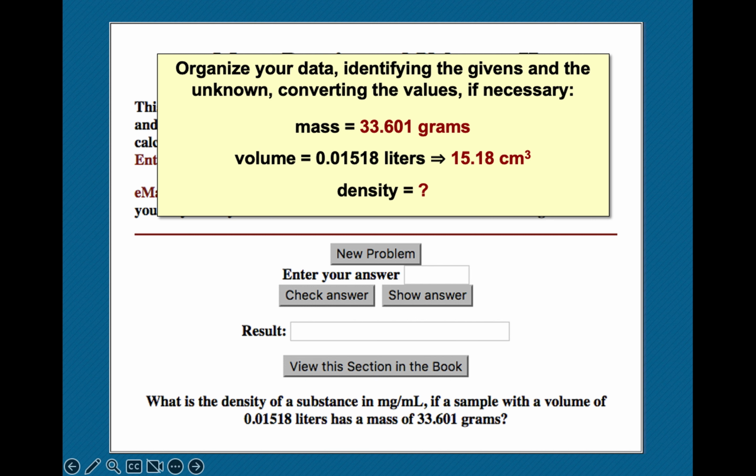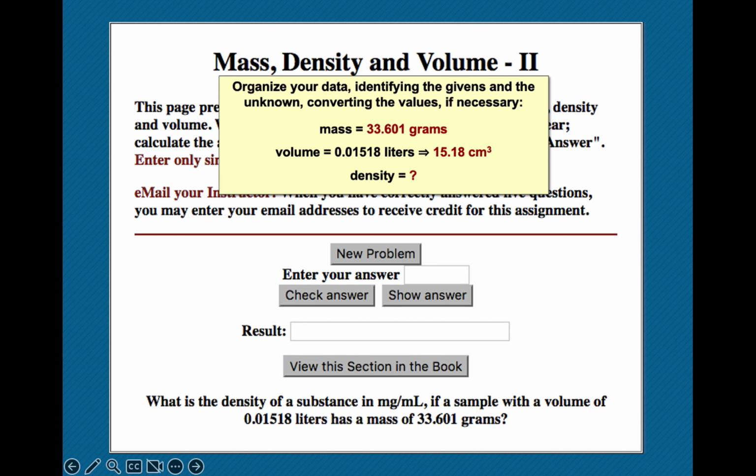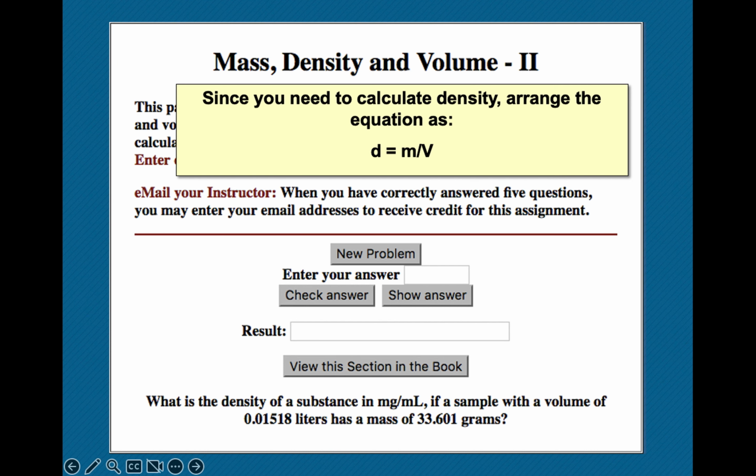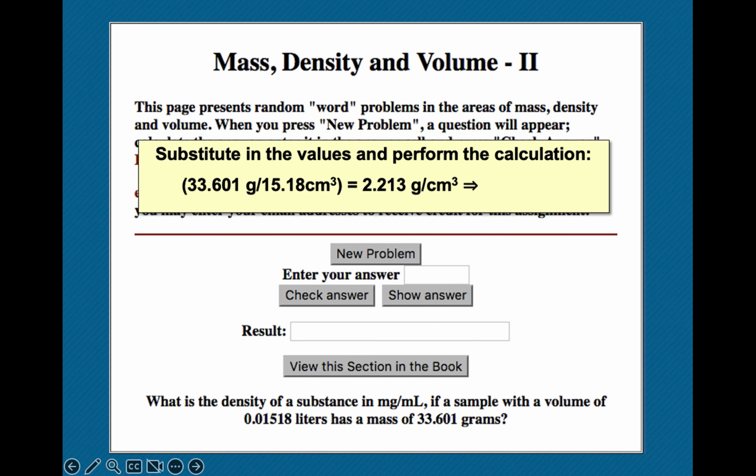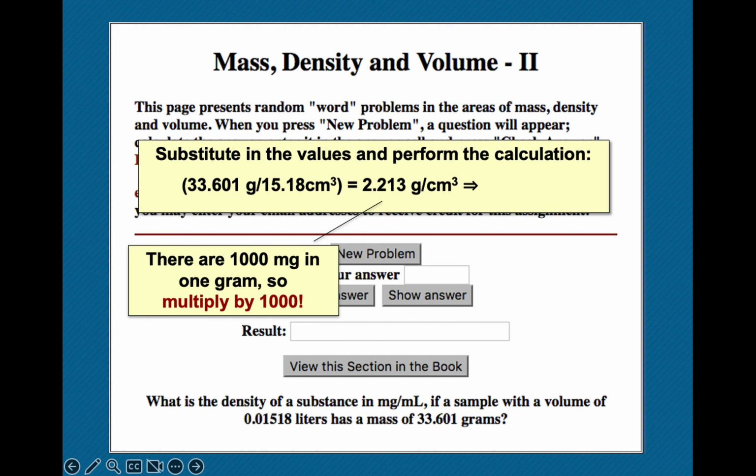We want our density. Density is mass divided by volume. Mass divided by volume gives us a density in grams, but we want this in milligrams per mil. Have to simply multiply it by 1,000. 2213.